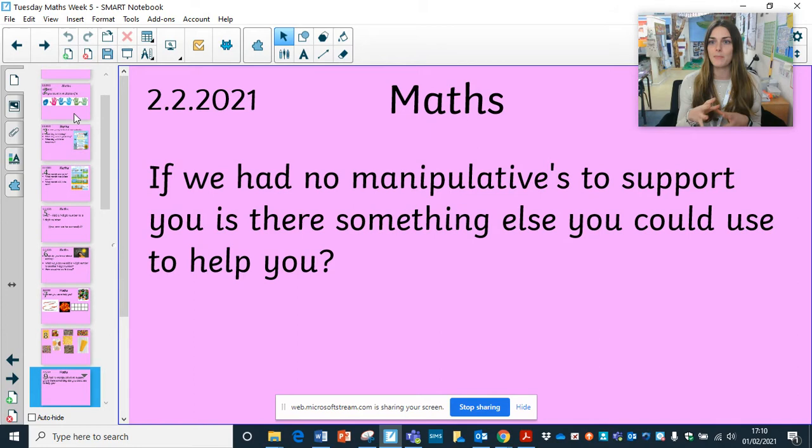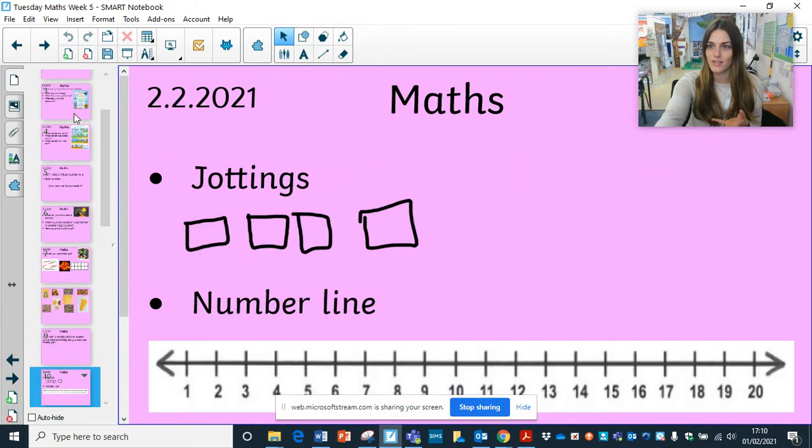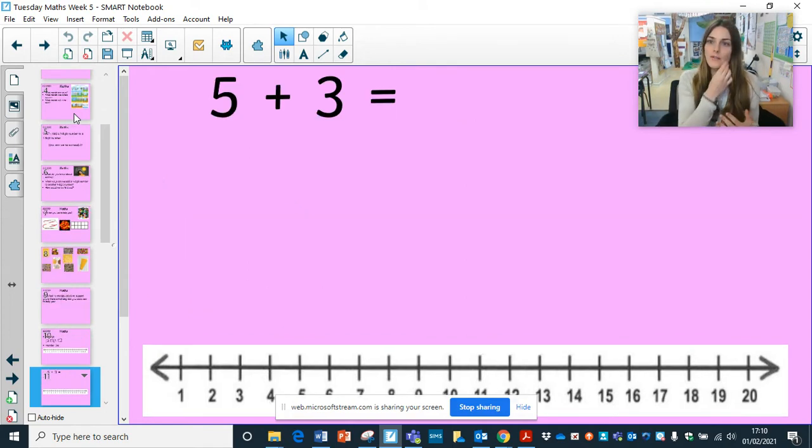So if you have no manipulatives, the objects to count that we discussed, is there something else you could use to help you? This is where the methods come in. These are some suggestions if you haven't already thought of them. Jottings. Jottings is just us representing with drawings. And a number line, which is a really important method which we can use for addition, subtraction, and all methods. A number line is a really, really useful way to work out any sort of number sentences. So moving forward, these are the methods that I'm going to show you and model to you. Here I've started with a number sentence.